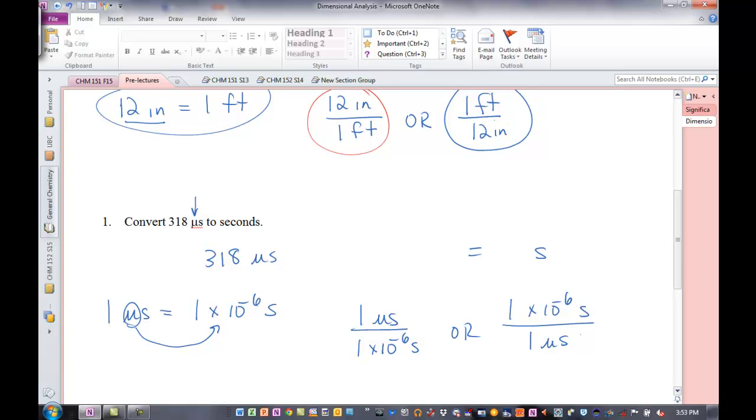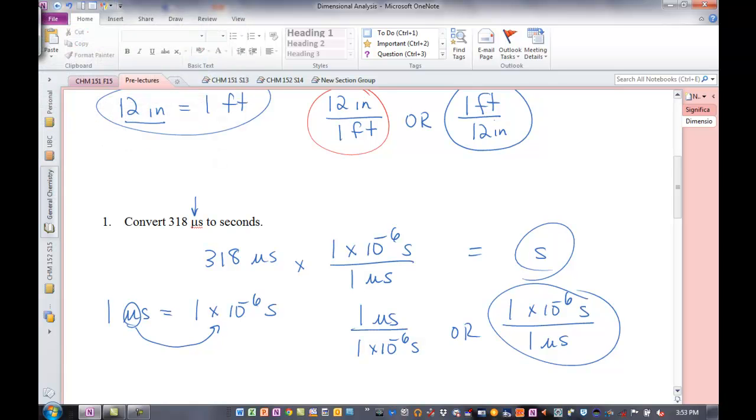Okay, so take that equality, switch what you have in the numerator and denominator to make 2 conversion factors, and then decide which one you need. Well, we desire units of seconds. I think it's pretty clear that we need the one on the right. And if we write in that conversion factor, microseconds cancel. We're left with the unit that we want, seconds, and do this calculation, 3.18 times 10 to the negative 4th seconds.